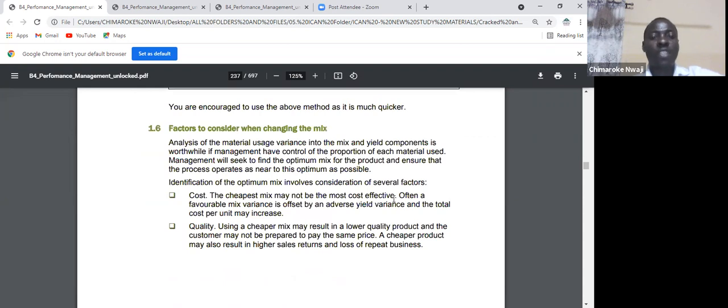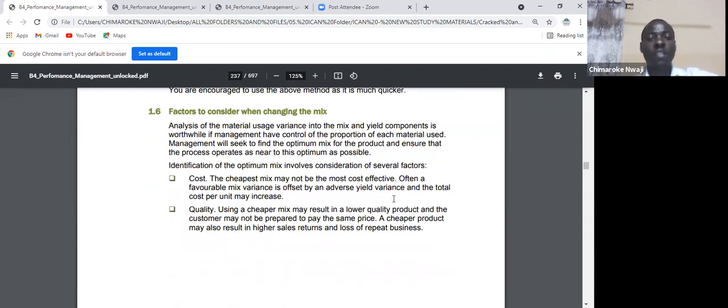Now look at factors to consider when changing the mix. Analysis of the material usage variance into mix and yield components is worthwhile if management have control of the proportion of each material used. Management will seek to find the optimal mix for the product, so the process operates as near this optimum as possible. The identification of optimal mix involves consideration of several factors.